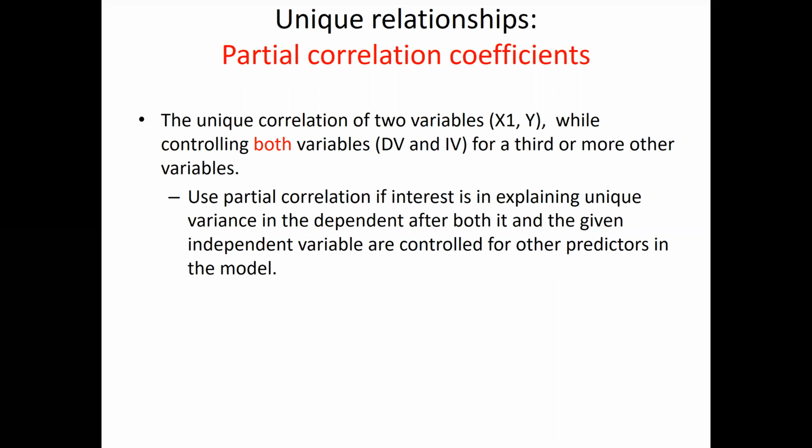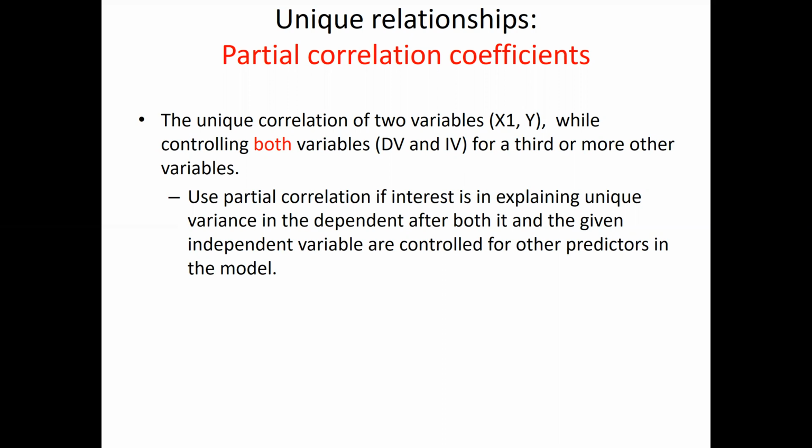And it tells you about the unique relationship of each independent variable with the dependent variable. And that's really very often what you want to know. What you want to know is how much an individual variable that you're using as a predictor is contributing to the explanation of Y. And what the partial correlation coefficient does is, as a correlation, it's the unique bivariate correlation of two variables.